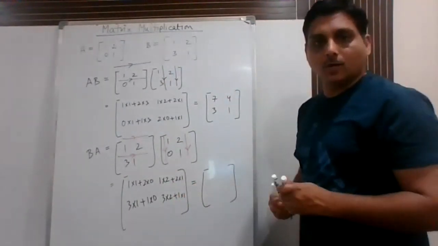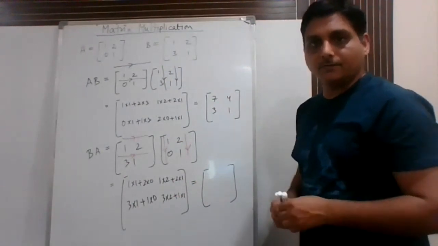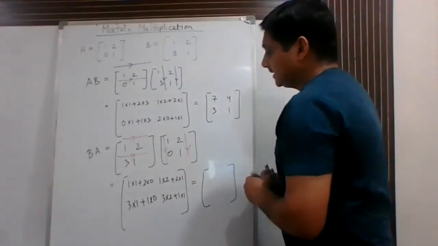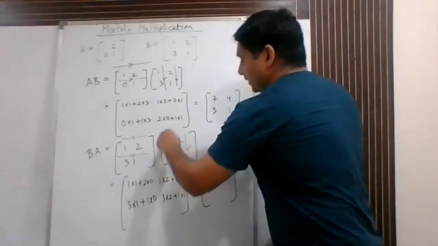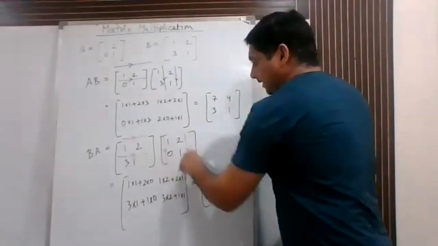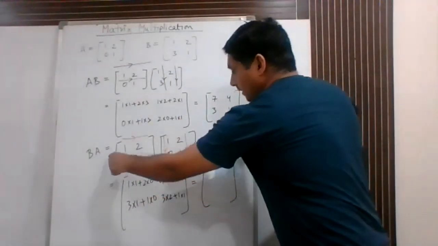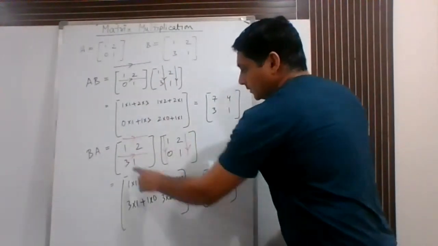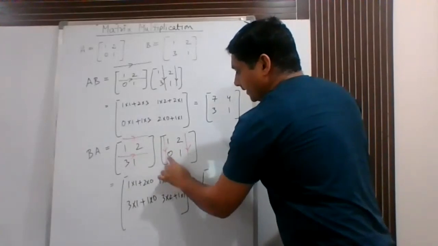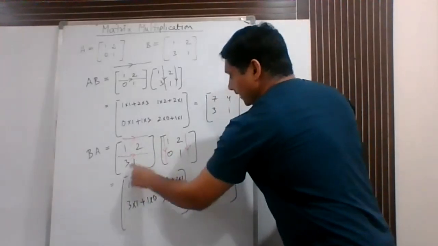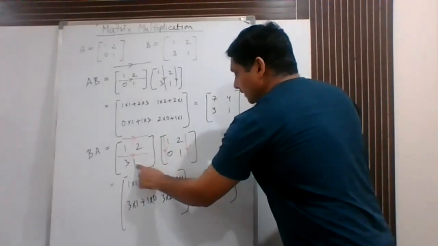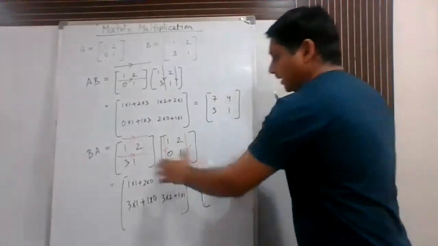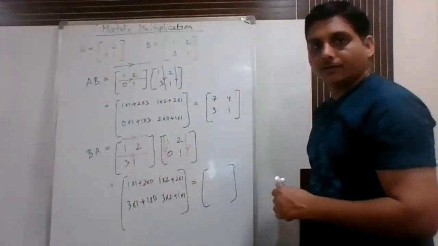So after that, you can do normal calculation and you can write the final answer. So this one operated with this, then this one operated with this. That is how we had written. Now this one operated with this, this one operated with this one. So 3 into 1 plus 1 into 0. Then 3 into 2 plus 1 into 1. Now just calculate and write down the final answer.